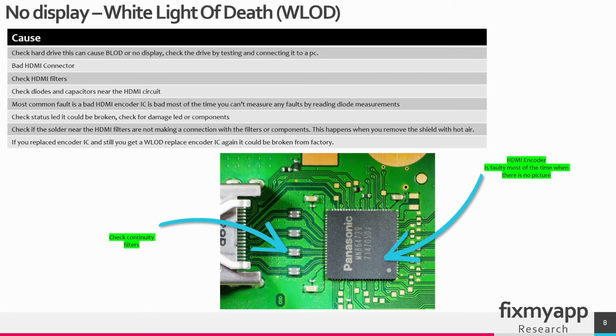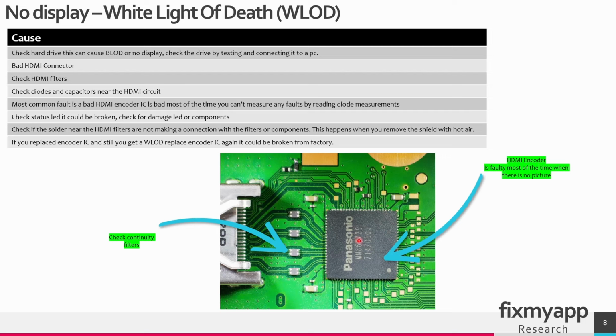Next, check the HDMI filters. So these are the HDMI filters. So on point A to B, there has to be continuity. So each line has to go straight to the next point. And if there is a short here between those two pads that are crossing each other, then that is not okay. And if there is no continuity here, then you have a bad filter. Also check the diodes and capacitors near the HDMI circuit, because you can have a shorted diode or a capacitor.